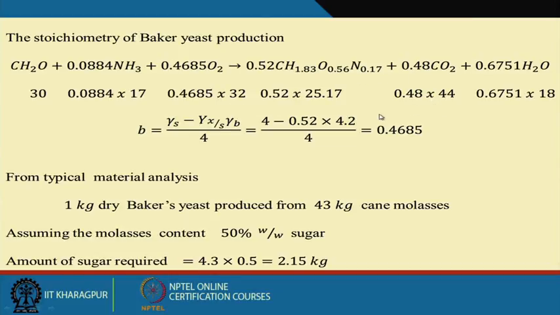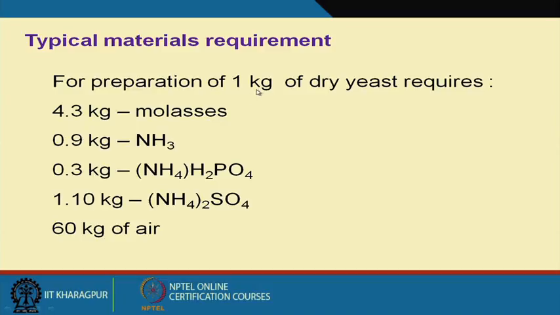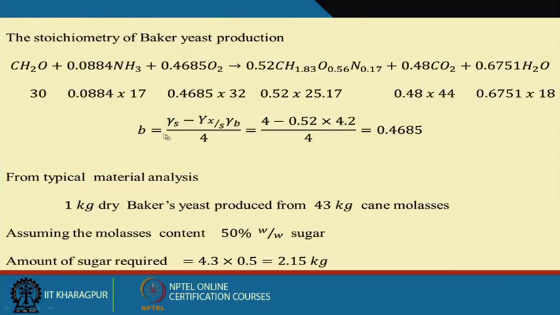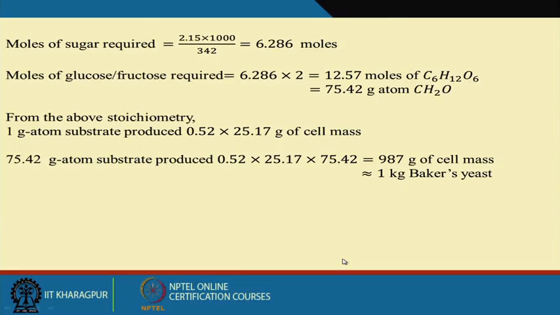When we have the b value, we can also calculate. We know, as we found out before, that for 1 kg of dry yeast we require 4.3 kg of molasses. So what we have done is take 4.3 kg of cane molasses, and let us assume it contains 50% weight by weight sugar. So the sugar content is 2.115 kg.